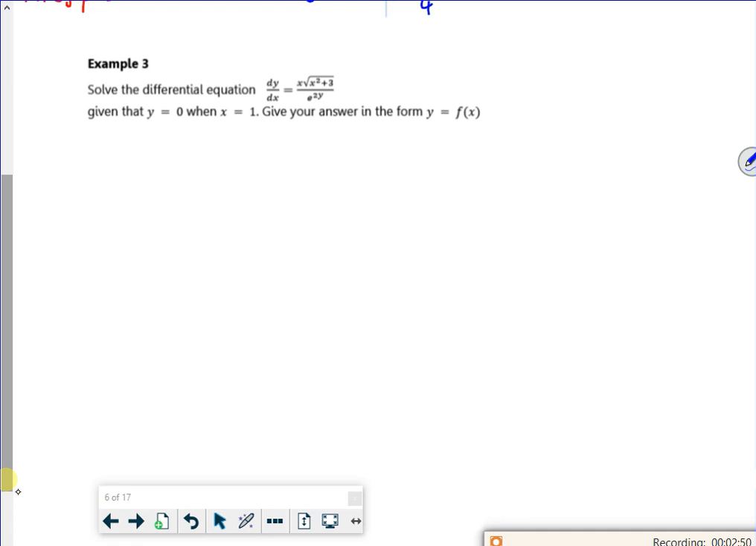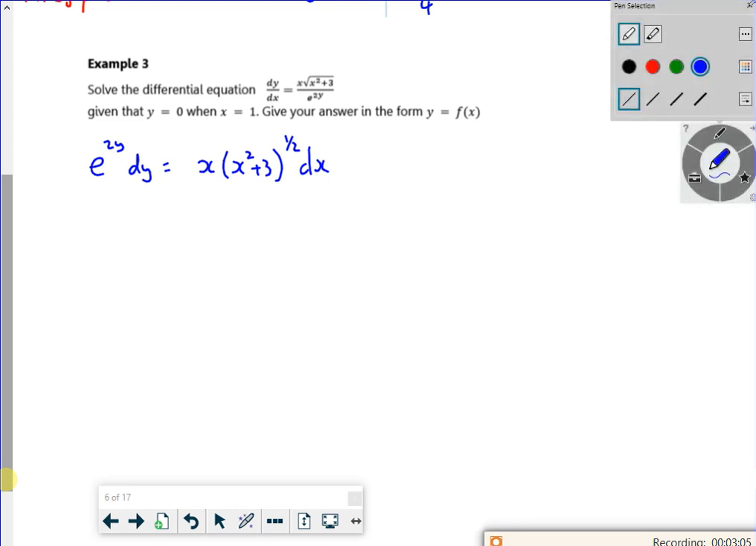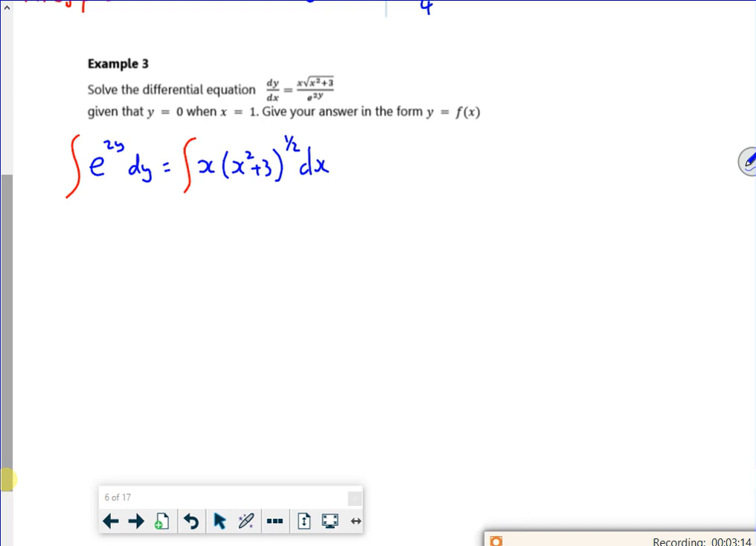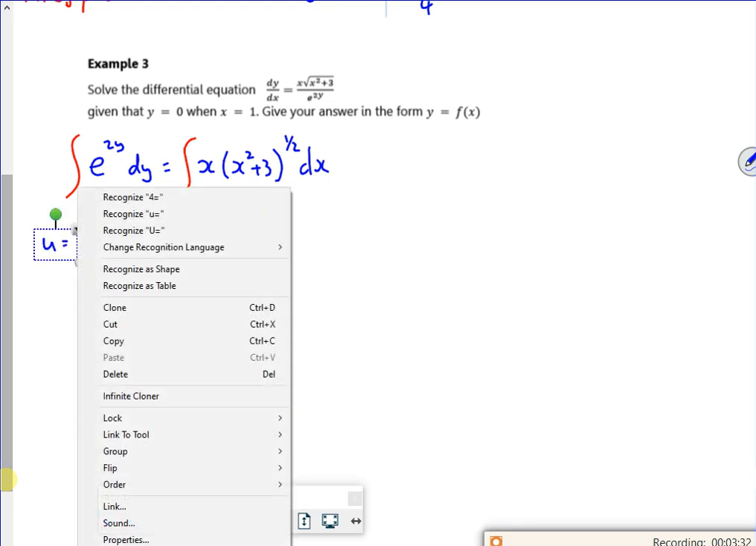Right. So y is on the left, x is on the right. So I've got e to the 2y dy is x squared plus 3 to the power of half dx. I'm thinking that the right hand side is an integration by substitution, but it's messy. So maybe I'll just use, what shall I use? Do you know what? I'm going to use integration by substitution on the right hand side.